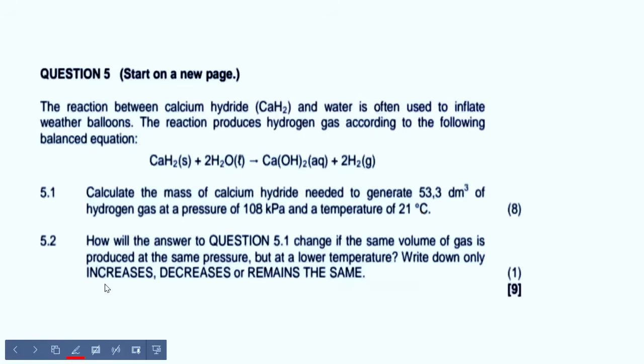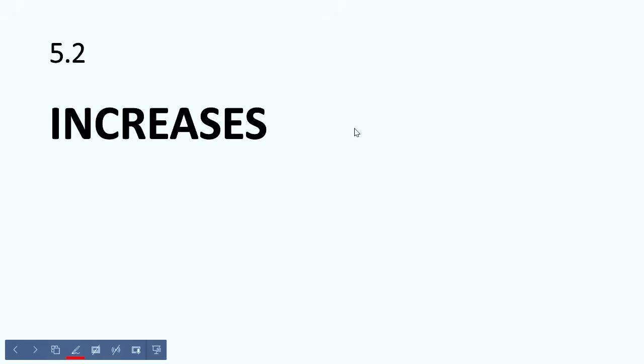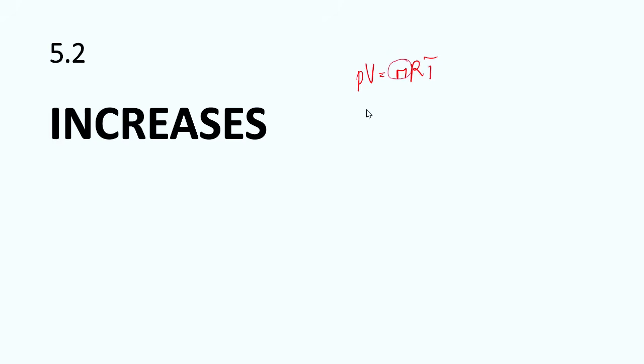Then let's check. 5.2 says, how will the answer to question 5.1 change if the same volume of gas is produced at the same pressure but at a lower temperature? Right, same, right? So for this one, what will be our solution? It will be increase. Now let's check why we are saying increase. So this is PV is equals to nRT. Now if we decide to make the number of moles the subject of the formula here, this will be n is equals to PV over RT, because we'll just divide out by RT.